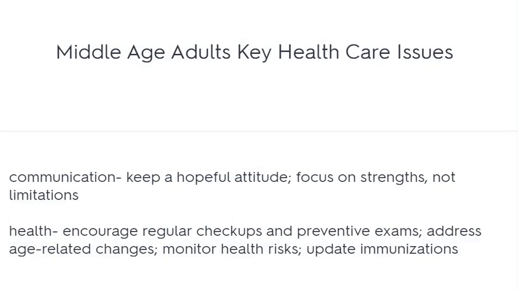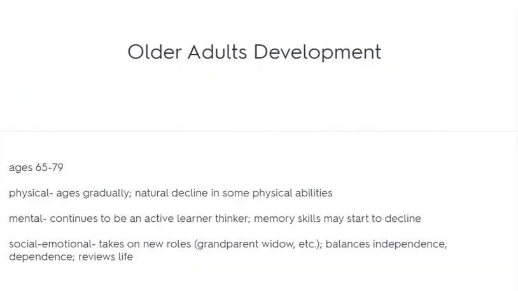Health: encourage regular checkups and preventive exams, address age-related changes, monitor health risks, update immunizations. Older adults development. Ages 65 to 79. Physical: ages gradually, natural decline in some physical abilities. Mental: continues to be an active learner and thinker. Memory skills may start to decline. Social emotional: takes on new roles, balances independence and dependence, reviews life.